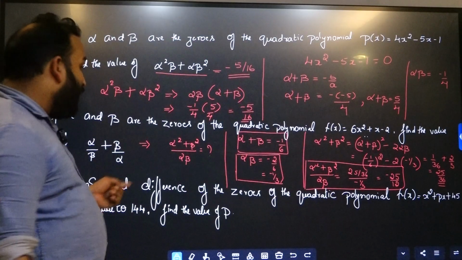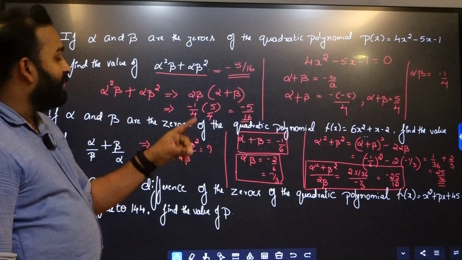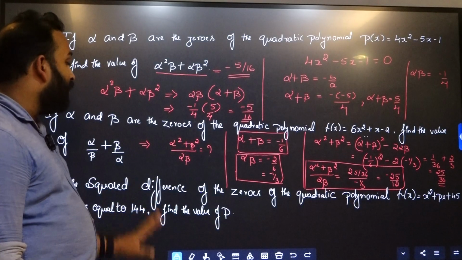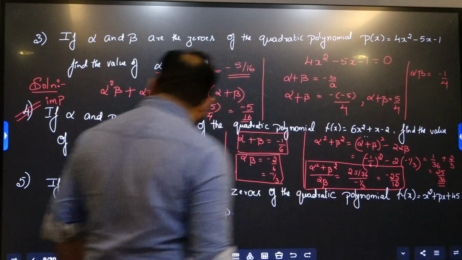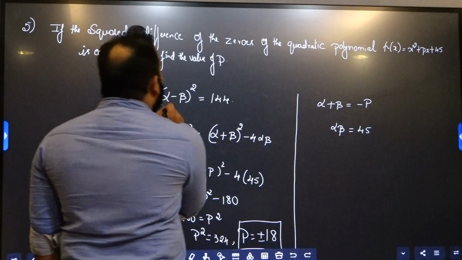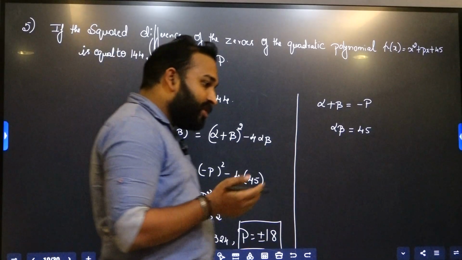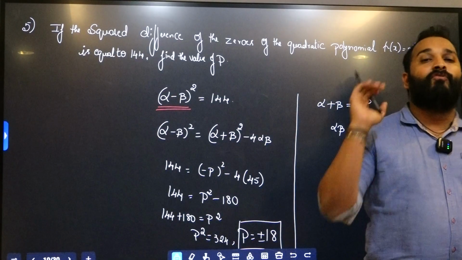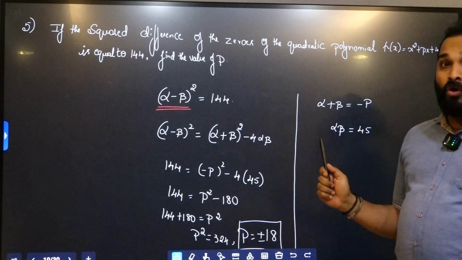Next question. If the square difference of the zeros of the quadratic polynomial f of x is equal to x square plus p of x plus 45 is equal to 144, find the value of p. Squared difference, children. See, students always get confused. Squared difference means, always remember, it's alpha minus beta the whole square. Yes? Unique question again. Square difference is 144, it's given. Now look at this. Alpha minus beta the whole square is 144.